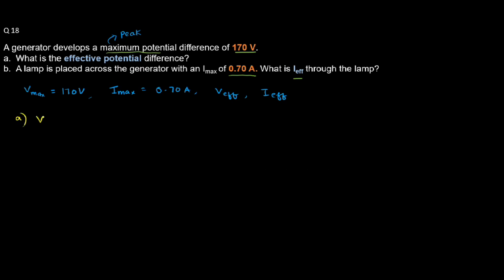We know that V effective is root 2 over 2 times V max. So I will just substitute my value of V max here to find what is V effective. Root 2 over 2 times 170. And when you solve this, I get my V effective as 120.2 volt.